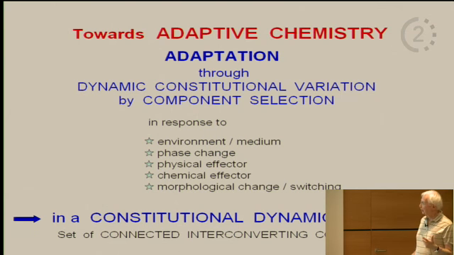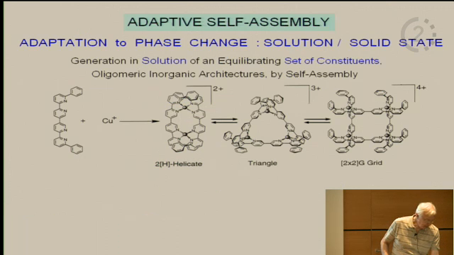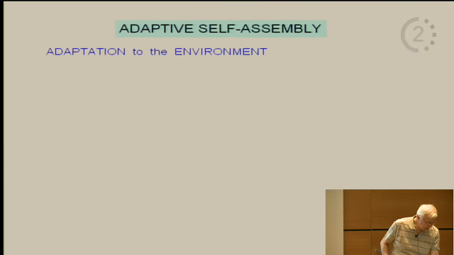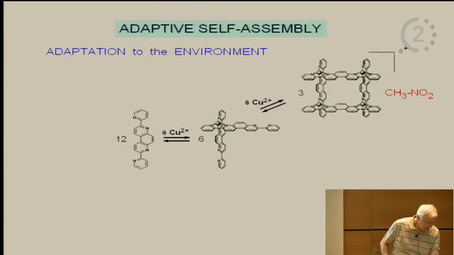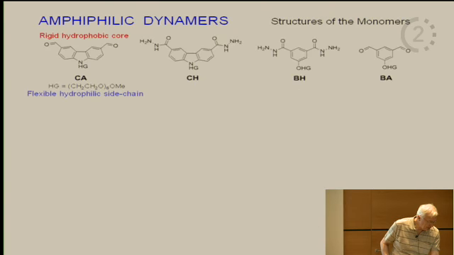Dynamic polymers can respond to environment, not just dynamic polymers, but dynamic entities, to phase change, to physical effector, chemical effector, and so on. And this can build networks. Now, there's too much here. I will quit this. Let me just quit this. Okay, this I should use. It's a bit complicated, but I think it illustrates well what's going on.